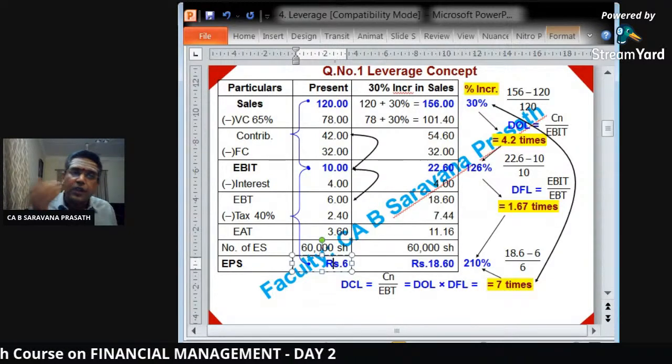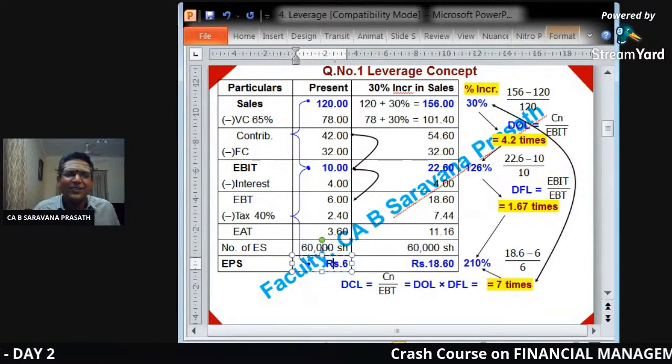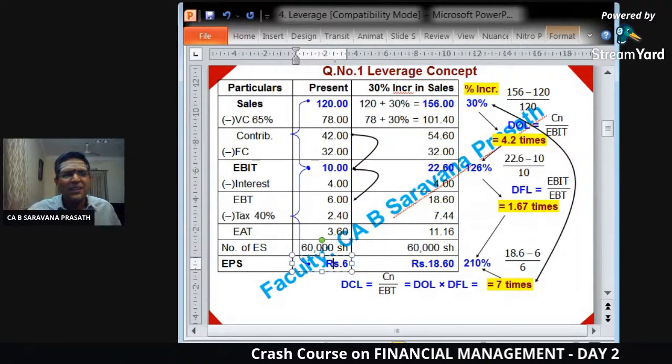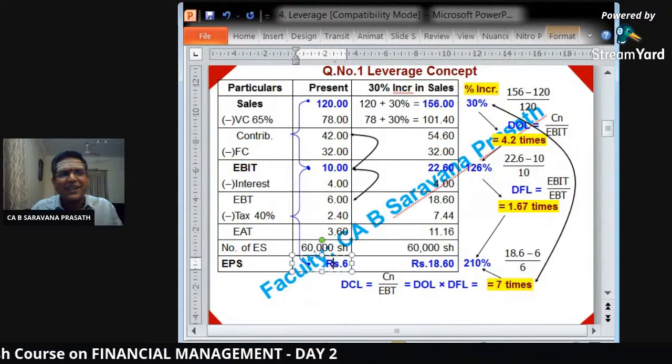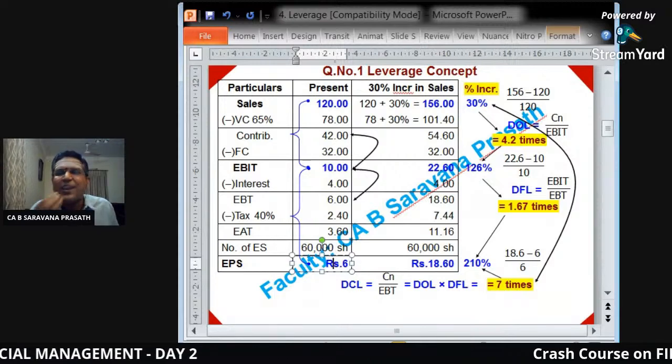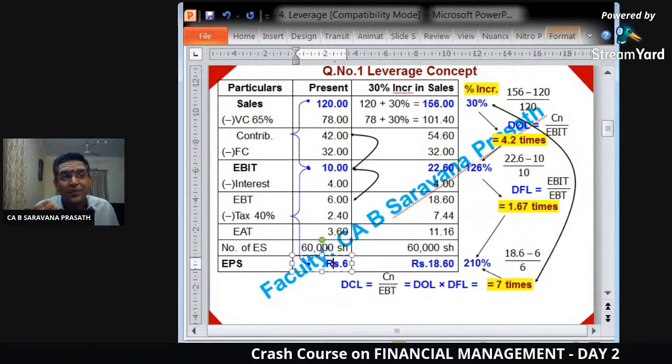Sir, why are you saying reduced? Sales reduces, therefore everything else also reduces. So 70% reduction in the EPS. So 6 rupees cut 70 percentage. So 1 rupee 80 paisa will be the new EPS.